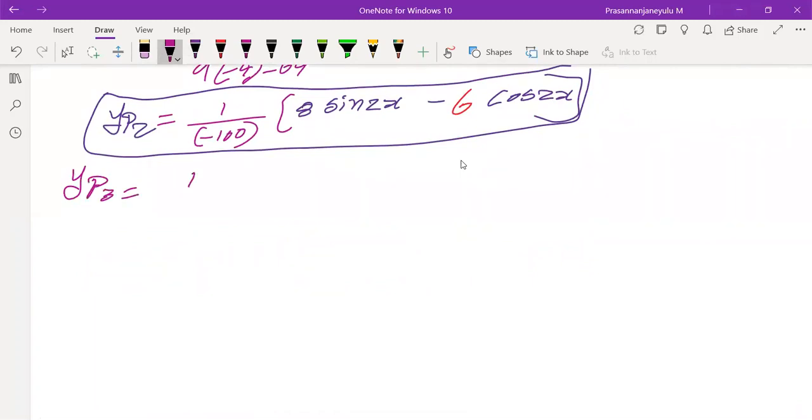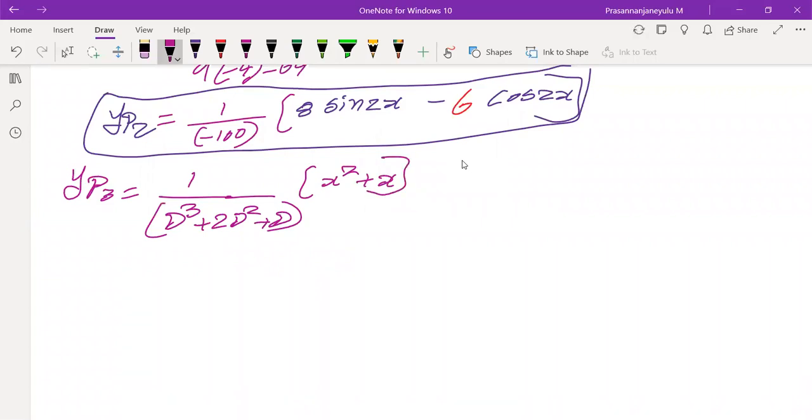yp3 equals 1 by f of D, which is D cube plus 2D square plus D, of what is Q of x in yp3? x square plus x. Now we need to take which one common in the denominator? What we have to take common in the denominator?